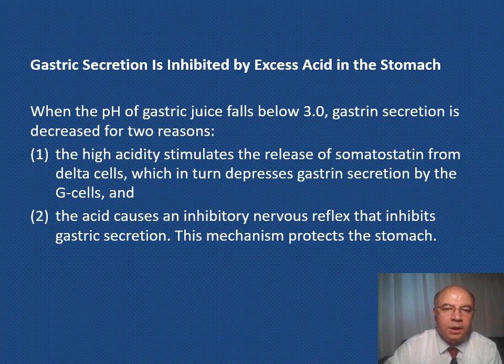Gastric secretion is inhibited by excess acid in the stomach. When the pH of gastric juice falls below 3, gastrin secretion is decreased for two reasons. First, the high acidity stimulates the release of somatostatin from the delta cells, which in turn depresses gastrin secretion by the G cells. And second, the acid causes an inhibitory nervous reflex that inhibits gastric secretion. This mechanism protects the stomach.